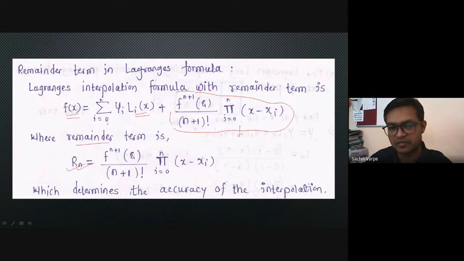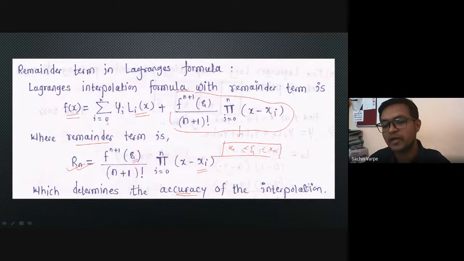You can see here, what is this zeta? Again, zeta is the observation lying between x0 and xn, any observation, which determines the accuracy of the interpolation. So less error means high accuracy. The remainder term gives the error actually in the Lagrange's interpolation.